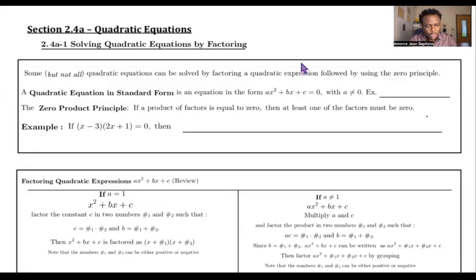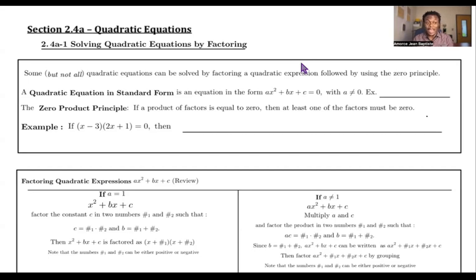Section 2.4a will be about solving quadratic equations. For the first part, we're going to keep the focus on solving quadratic equations by factoring. Now, we need to remind you that some, but not all, quadratic equations can be solved by factoring a quadratic expression followed by using the zero product principle. Two things that we're going to talk about.